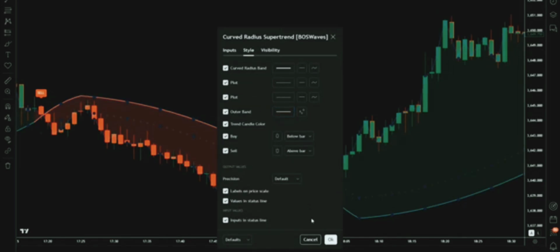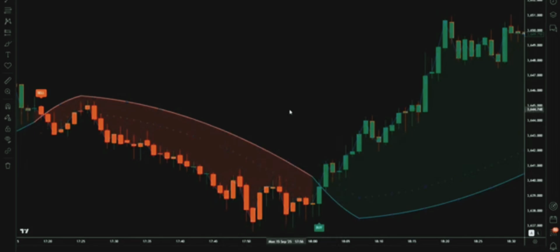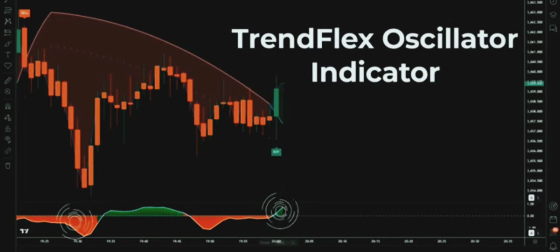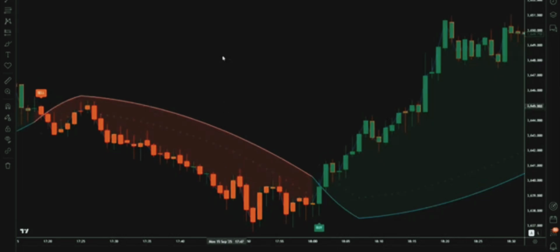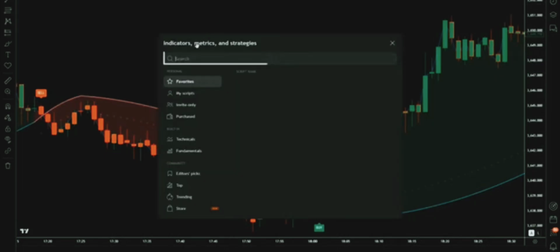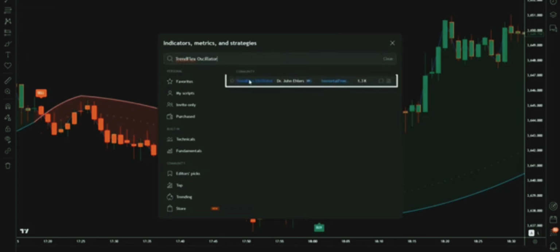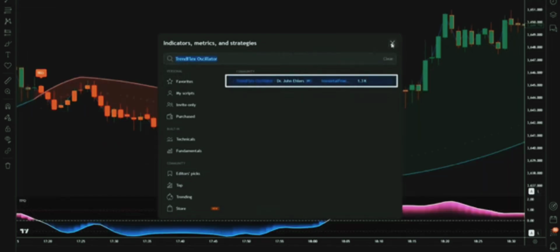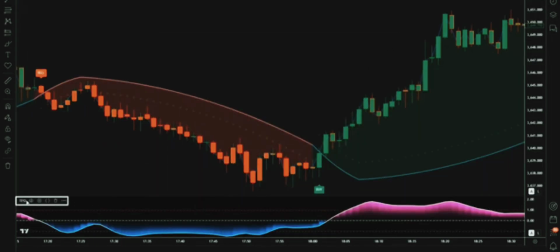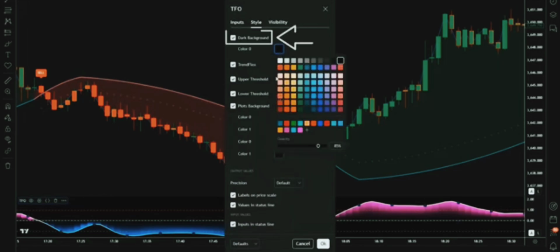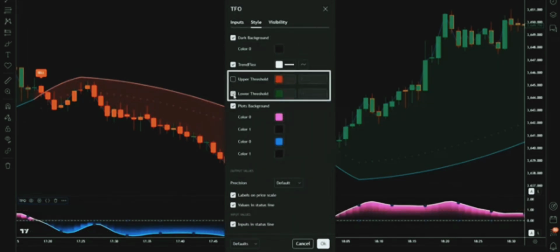After this we will understand the next trading setup on the chart. The green and red color area we see in the chart is called the Trendflex Oscillator Indicator. Let us now understand the trading setup. We will search Trendflex Oscillator in the search box of TradingView. After that we have to click on the Trendflex Oscillator option, in which we have to change some settings. We have to change this dark background color option. We need to hide these options.